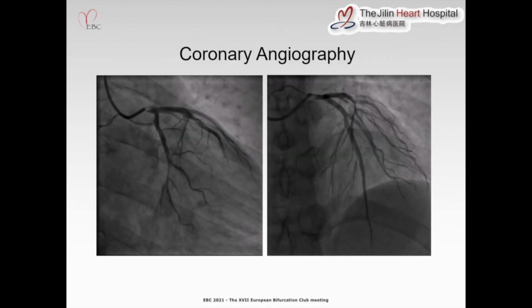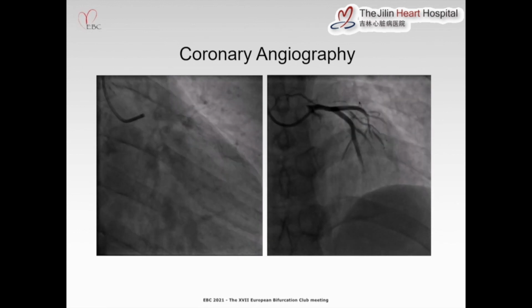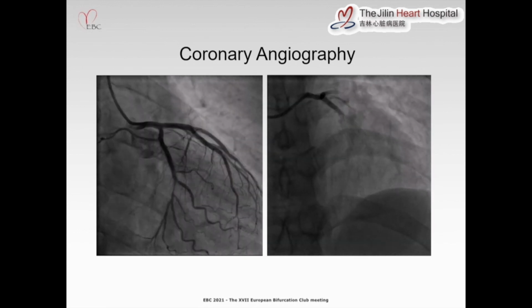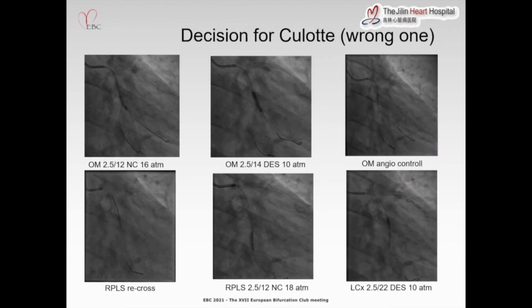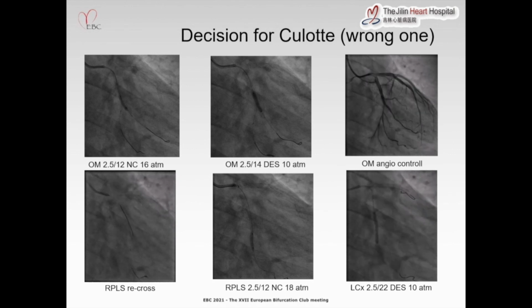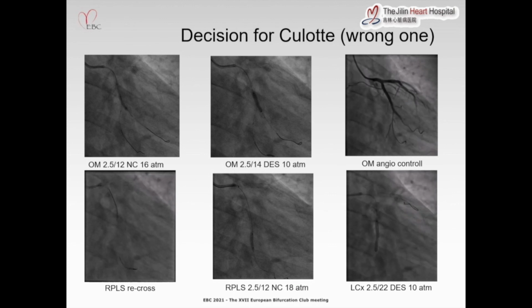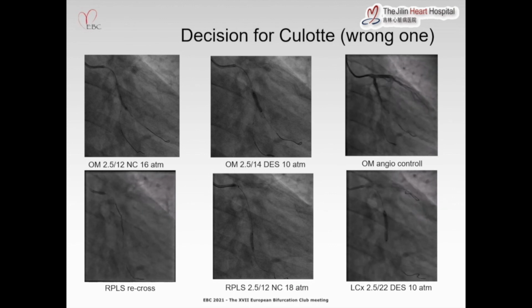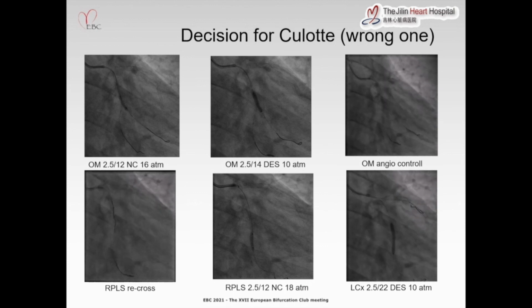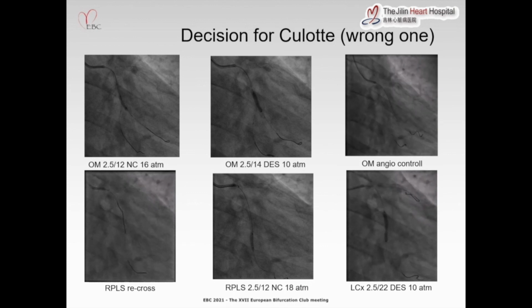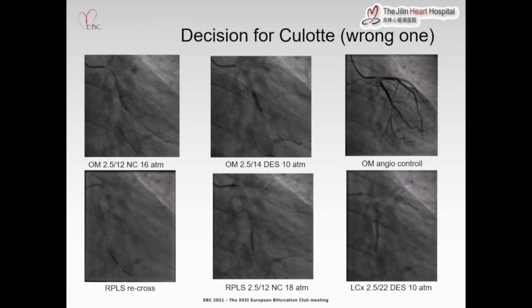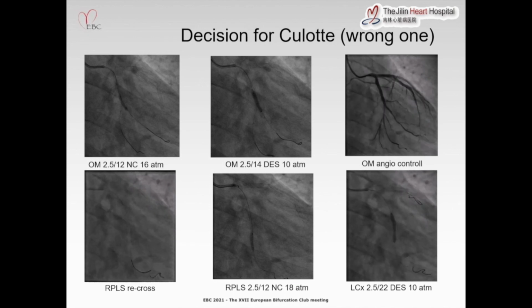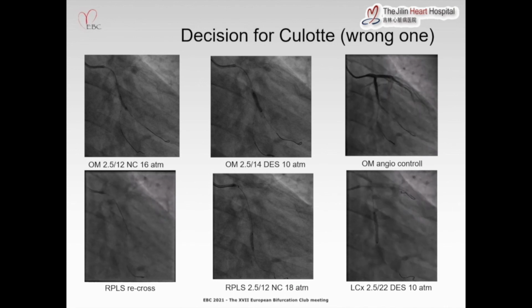This was the index procedure. The LAD diagonal at that time was good, and you see the lesion on the circumflex and posterolateral. The operator decided to treat this lesion with a culotte, and this was probably the first wrong decision. They wired both branches, pre-dilated the OM, implanted a 2.5 by 14 stent, then this was the result, rewiring from OM to posterolateral.